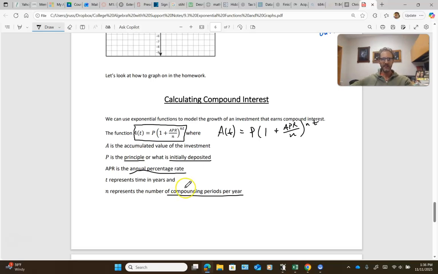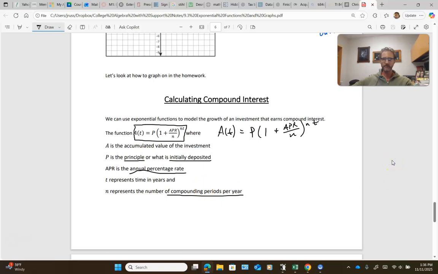So compounding typically takes place 12 times per year. It's typically monthly, but it doesn't have to be. It could be quarterly, which would mean 4 times a year. It could be semi-annually, which is 2 times per year. That's just the number of times interest is credited to your account.